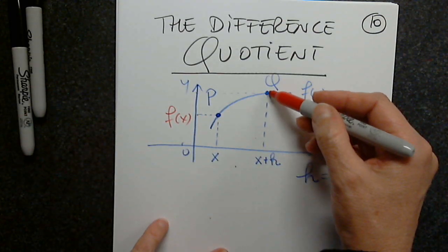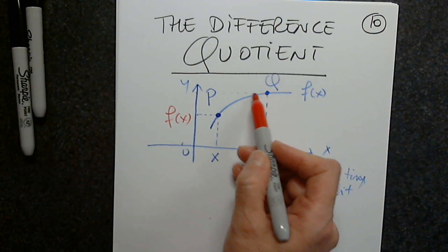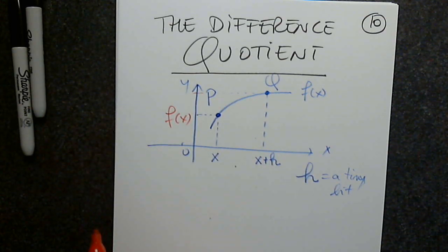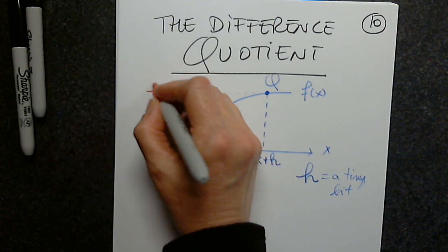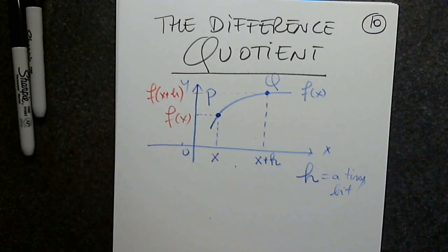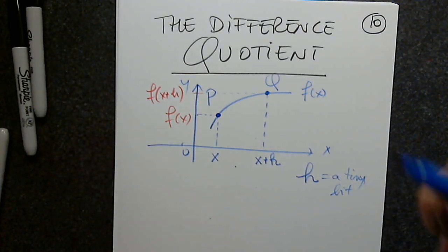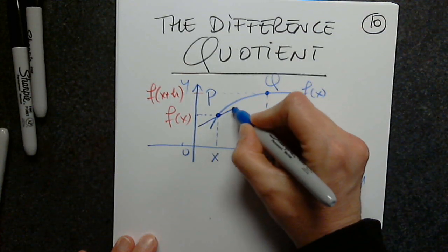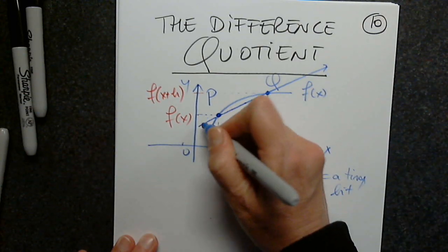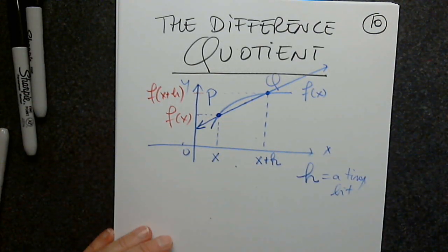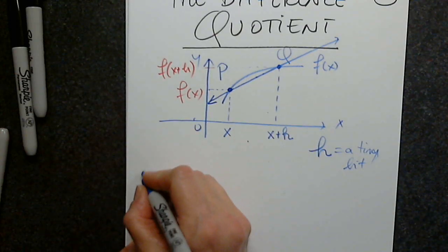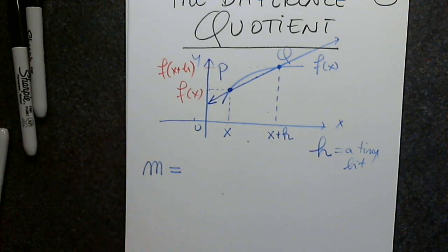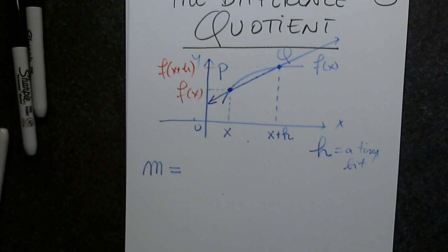If the x-coordinate of Q is x plus h, what will be the y-coordinate of Q? Of course. Exactly. f of that x value, of course. Great job. Thank you. Now I'm going to draw a line that goes through P and Q. And I would like you to give me the slope of this line. How do I write the slope of this line?